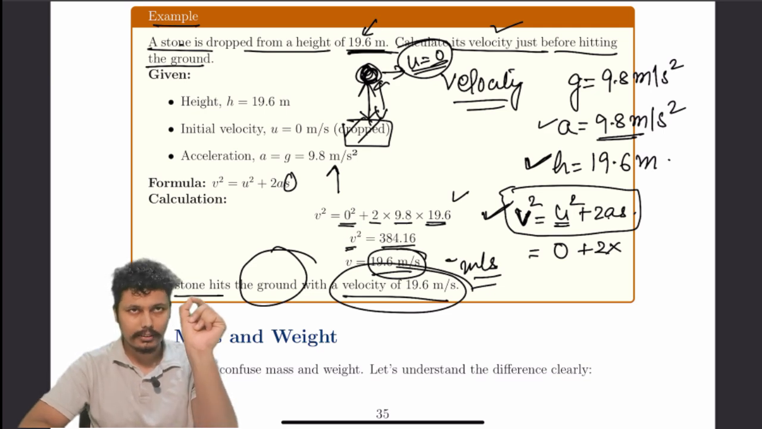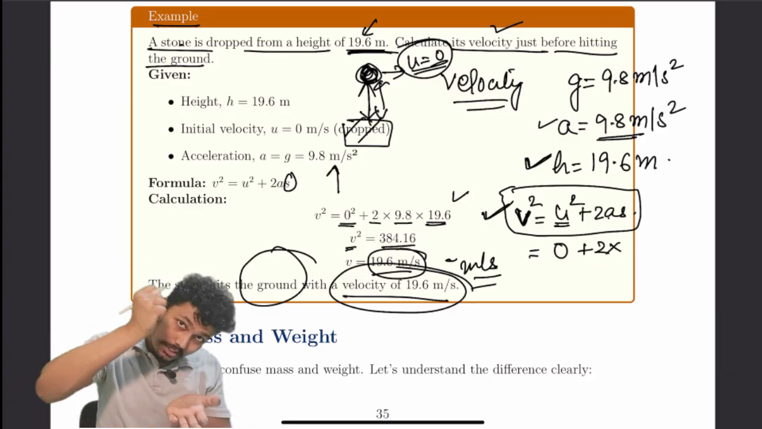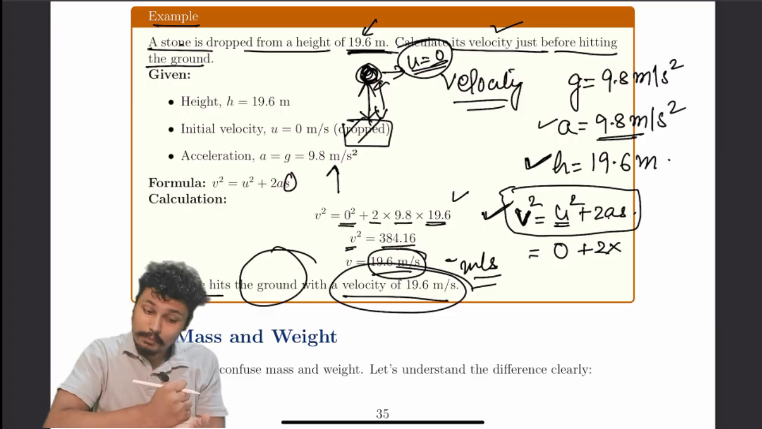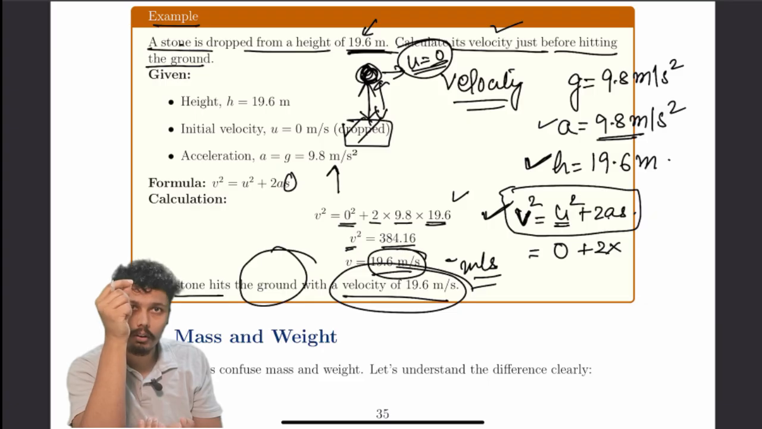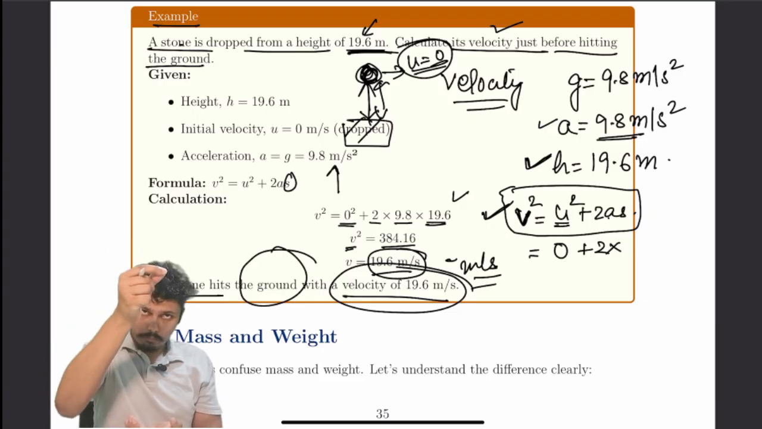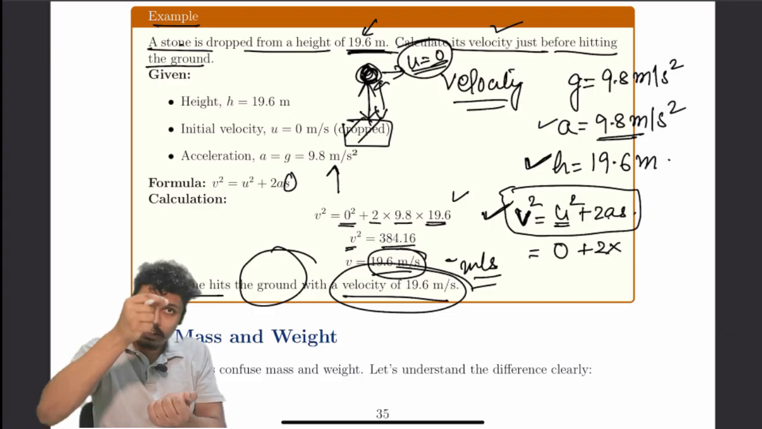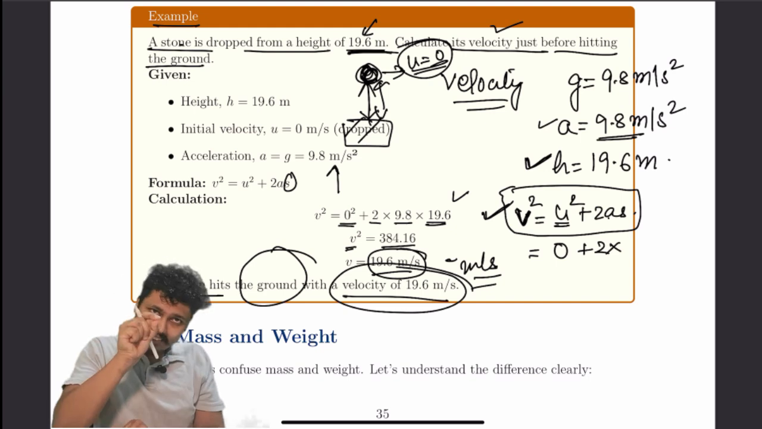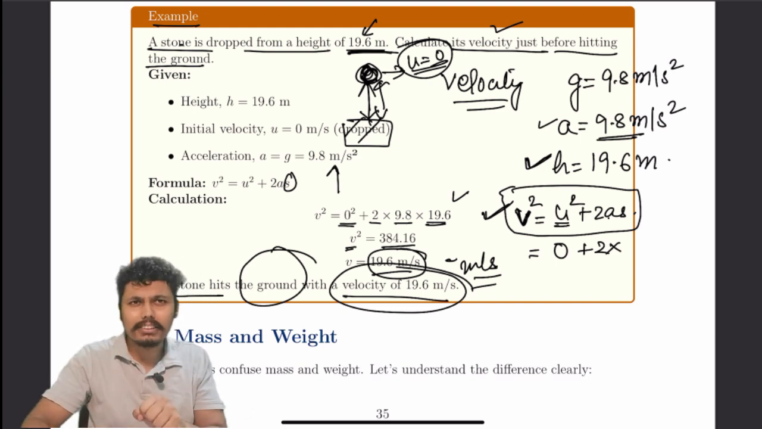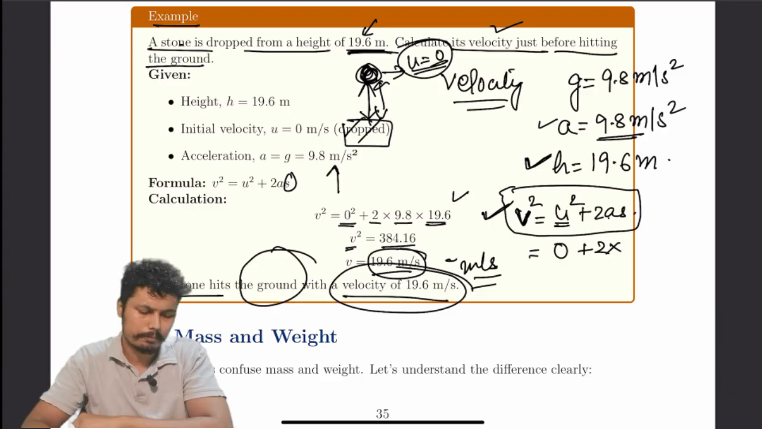The stone which is at the height of 19.6 meter is going to fall down and hit the ground with some velocity, some speed, right? And that speed is 19.6 meter per second. In the beginning, what is the speed? 0. And what is the final velocity? 19.6 meter per second. In the beginning 0, and it is increasing and reaching 19.6. It is increasing, that's why acceleration. How much is the acceleration? Fixed, 9.8 meter per second square.